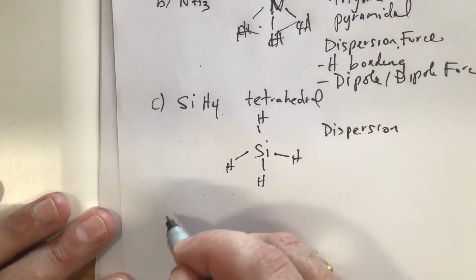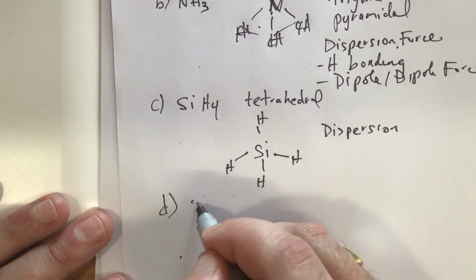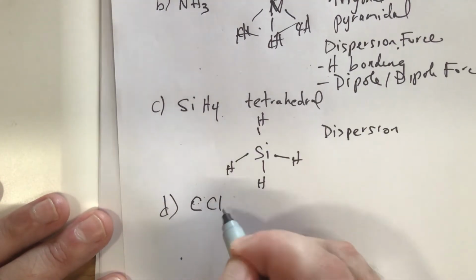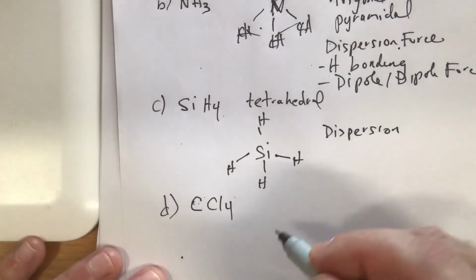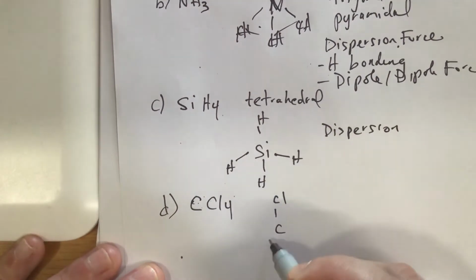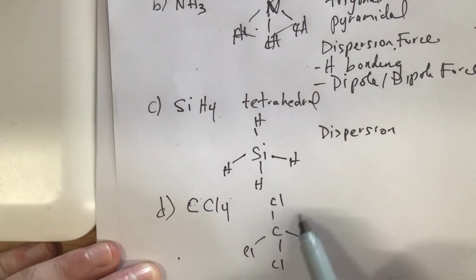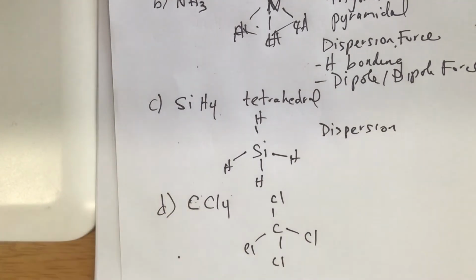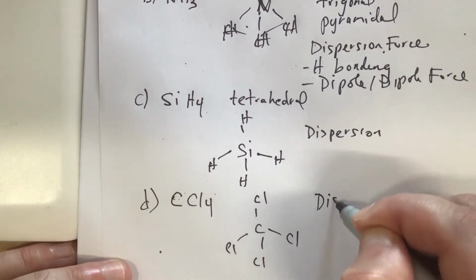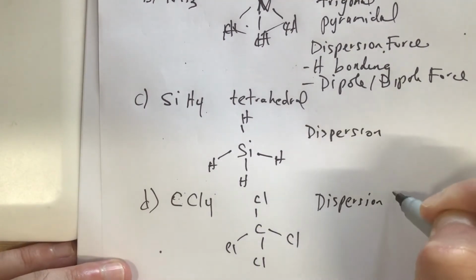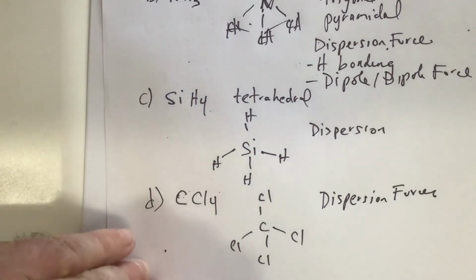Okay, and then very similar, the last one here, which is carbon tetrachloride. This is going to be the same thing. Remember, these have polar bonds. The bonds in carbon tetrachloride are all polar bonds, but the geometry of the molecule cancels out the dipole moments, creating a net zero dipole. So this can't be a polar molecule. So again, all we have here are dispersion forces. Okie dokie.